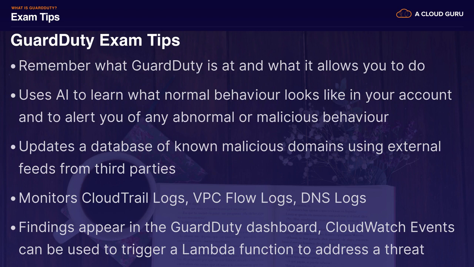And then once it's active, it will report on abnormal activity based on what it already knows about your own account. It keeps a record of known malicious domains using external feeds from third parties, and you can also add your own threat list, so your own set of IP addresses that you would like GuardDuty to report on if it spots any network interaction between your EC2 instances and the IP addresses listed in your threat list.